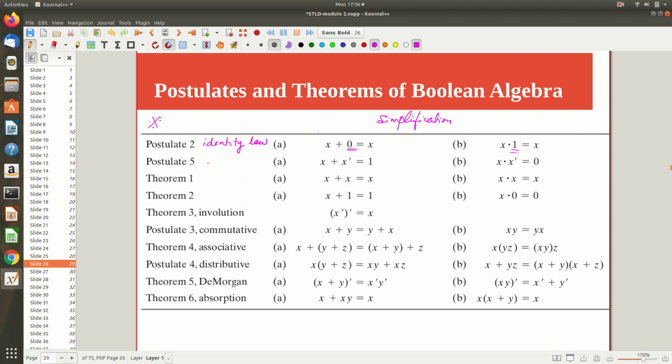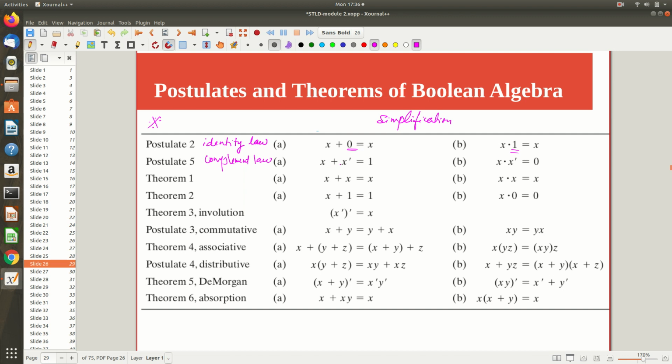Now the second thing is postulate 5. Let's see what it says. x plus x dash is equal to 1 and x dot x dash is equal to 0. Those who remember the previous video lectures can see that this is nothing but the complement law. For your convenience, I am calling it the complement law, and we will use that name later wherever it comes.